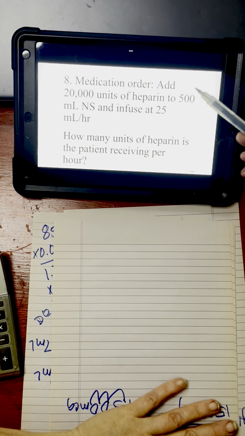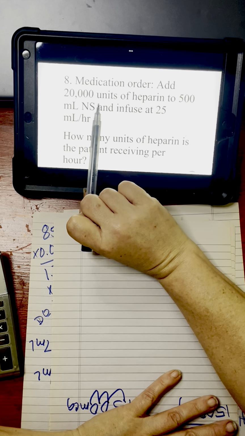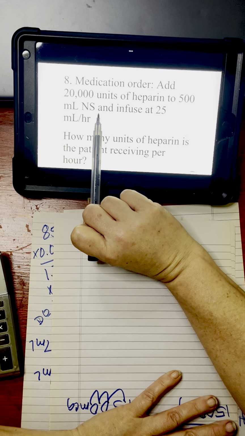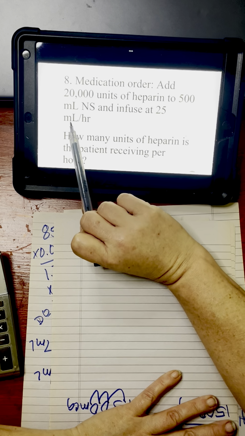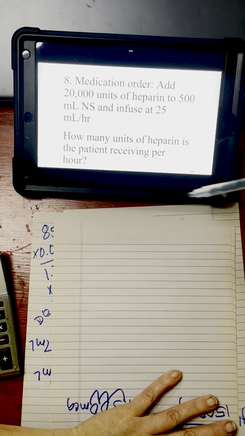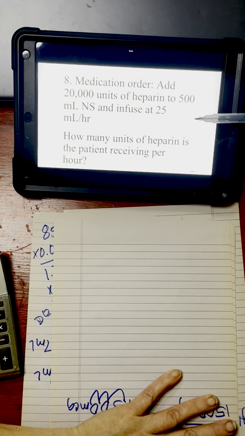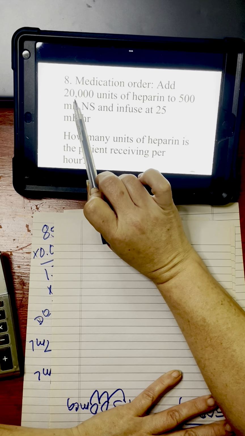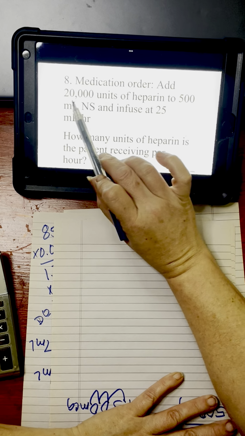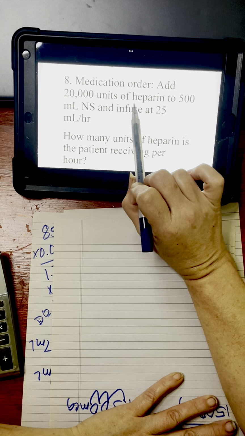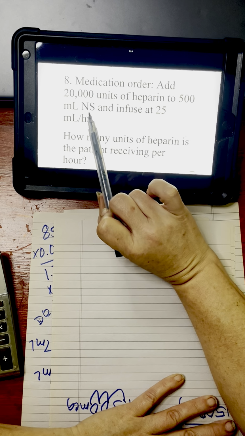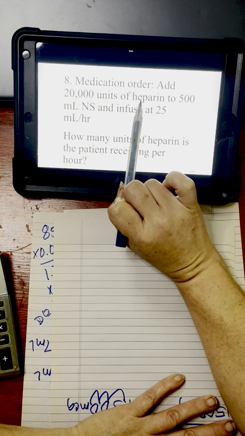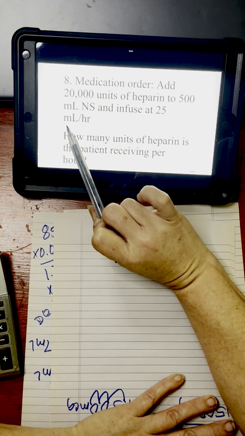Number 8, medication order is to add 20,000 units of heparin to 500 milliliters of normal saline and infuse at 25 milliliters an hour. Okay. What is your dose on hand? I have a lot of students who think he wants them to get 20,000 units. That's not what this says. We got a bag of 500 milliliters of normal saline, and we got to add 20,000 units of heparin and infuse it at 25 milliliters an hour.